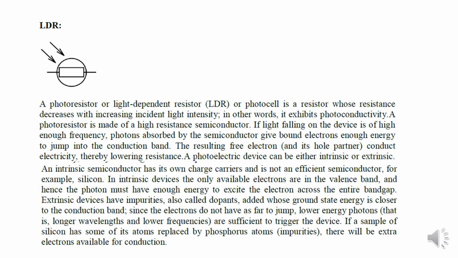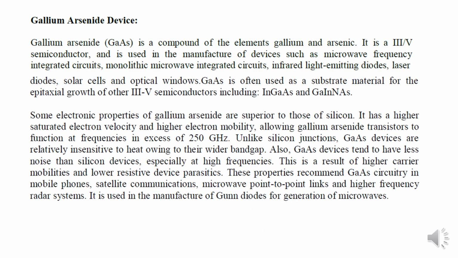The photoelectric device can be either intrinsic or extrinsic. In an intrinsic device, the only available electrons are in the valence band, and hence the photons must have enough energy to excite the electron across the entire band gap. Extrinsic devices have impurities, also known as dopants, whose ground state energy is closer to the conduction band, so the electrons need less energy, that is, lower energy photons. Therefore, if a sample of silicon has some of its atoms replaced by phosphorus, there will be extra electrons available for conduction.